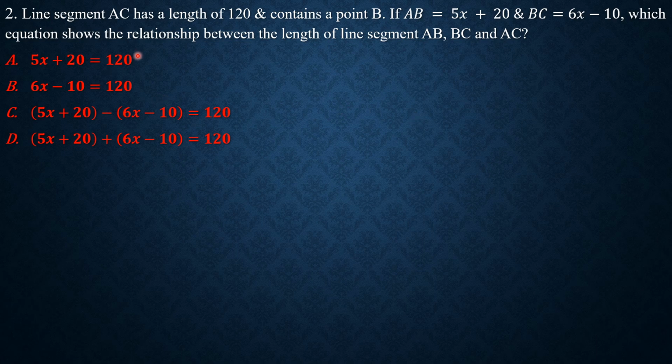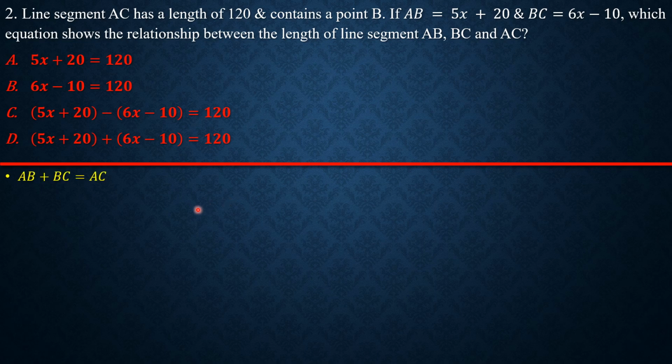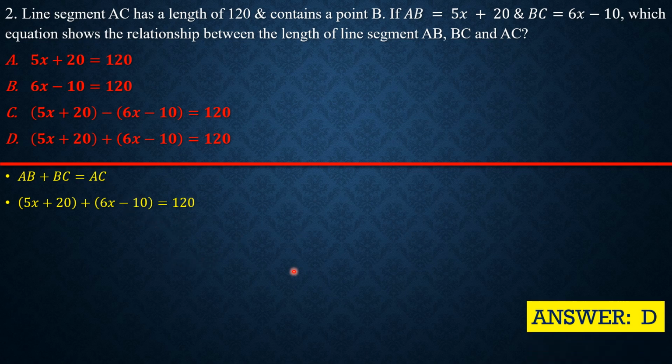Line segment AC has a length of 120 and contains a point B. If AB is equal to that and BC is equal to that, which equation shows the relationship between the length of line segment AB, BC, and AC? Alright, so what we want to do is, of course, AB plus BC must be the entire length of AC. So we're actually going to get, AB is 5x plus 20, and then add that to BC, which is 6x minus 20. That gives you the entire length AC. So our answer is D.